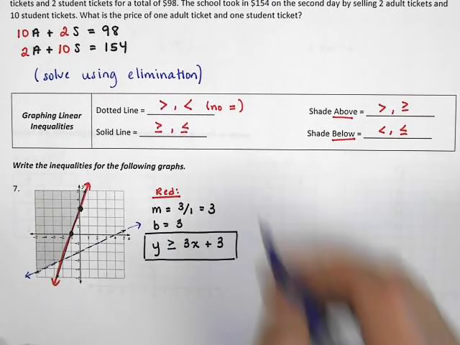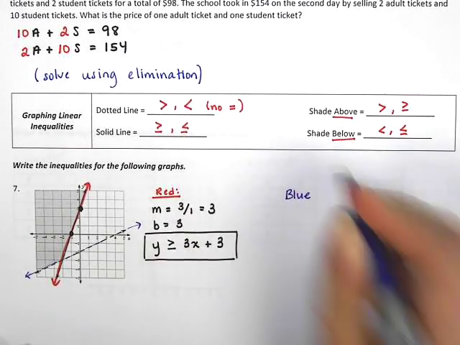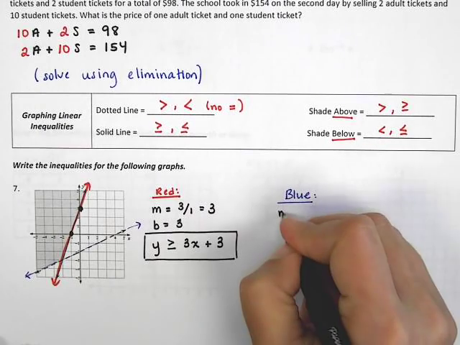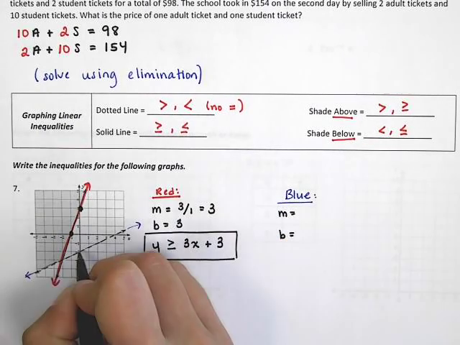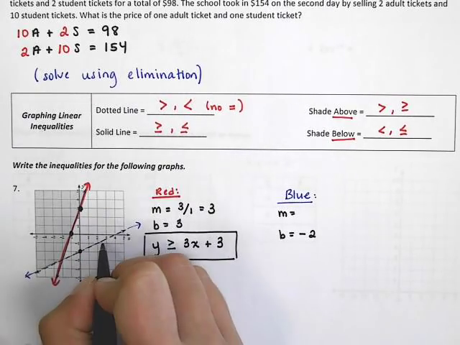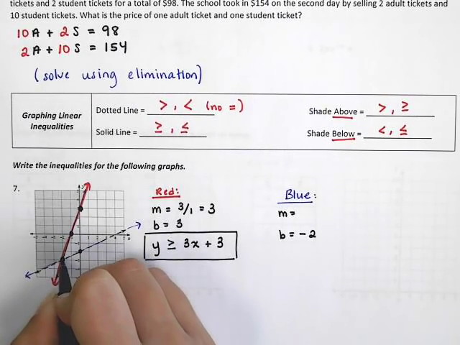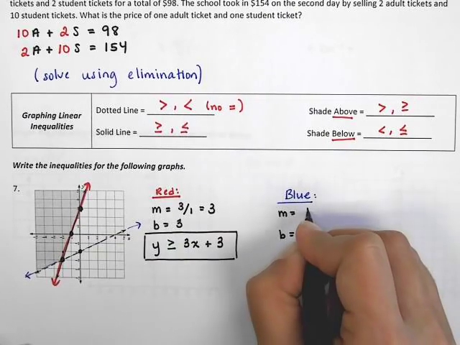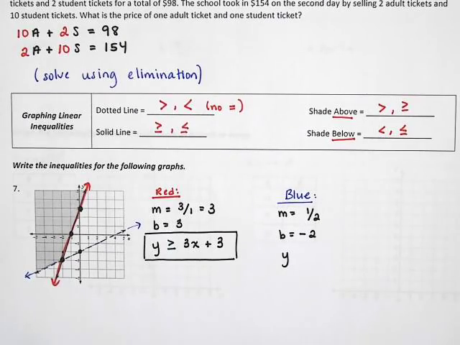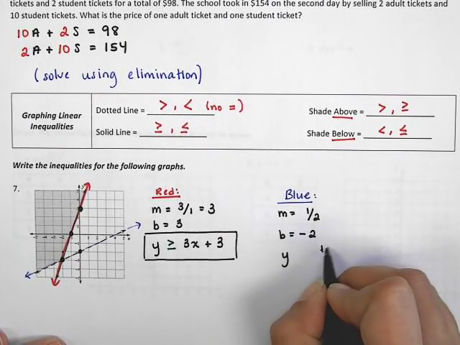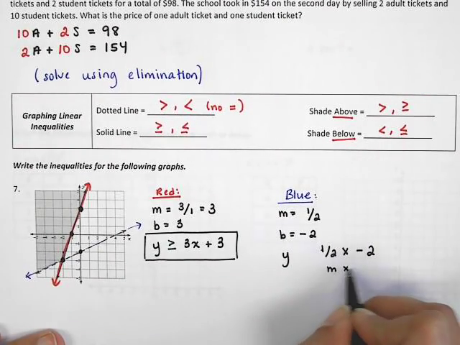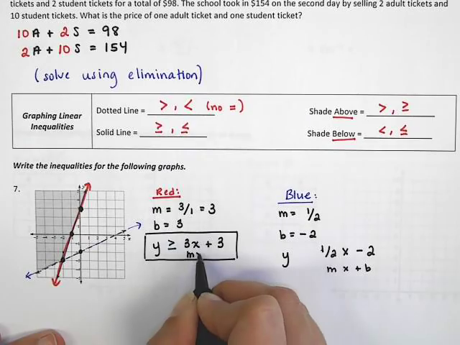For the blue line, again, I'm going to need to know the slope and the y-intercept to write this equation. The y-intercept is probably the easier part. It's just -2. For the slope, I would go from here to here. So I would rise 1, run 2. So my inequality would look like this. Y, and then I'm going to leave a space, 1/2 x minus 2, mx plus b, just to remind you where that's coming from.